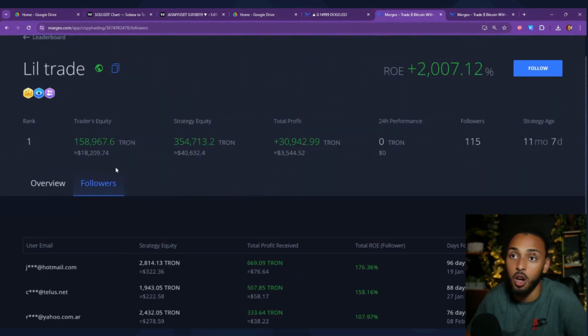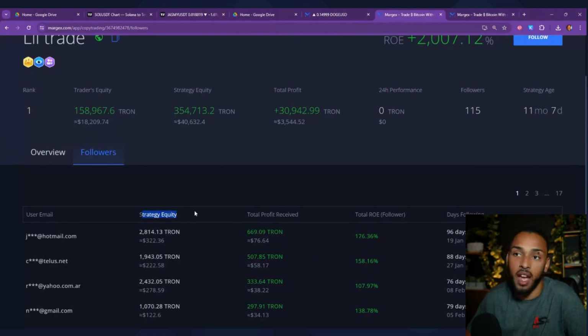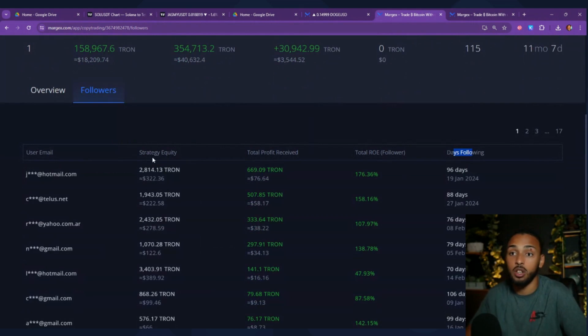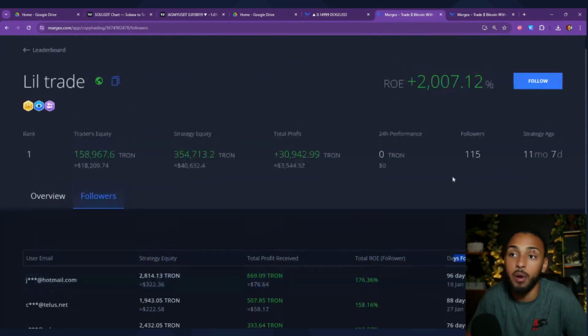Now, on top of that, you can also see the followers. So how much equity do they have in the strategy? How much have they made? The percentage that they've made, and how long have they been following it? So you can see a little bit more information on how the people who are actually subscribed to this thing are doing. And obviously that's important if you're picking and choosing whether or not you want to be a part of this thing or not.